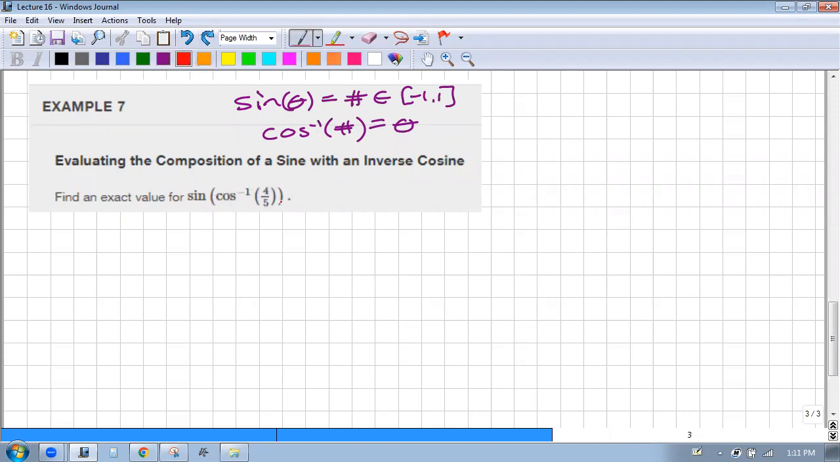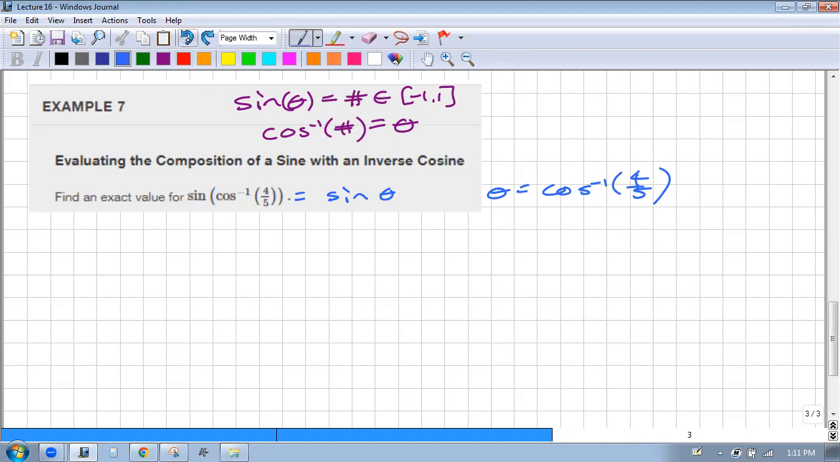I don't know what cosine inverse of 4/5 is. I could plug it into a calculator and get some kind of decimal, and then I could plug that decimal into sine and it would spit out some kind of decimal, but that's not an exact answer. And the fact is I don't need a calculator to do this, right? This is just sine of some angle, where this angle is cosine inverse of 4/5. So all I did was call this theta. That's all I've done so far. I don't care what cosine inverse of 4/5 is. I want to know what sine of that is.